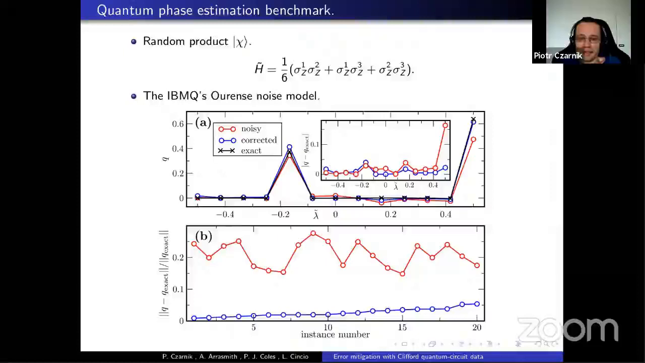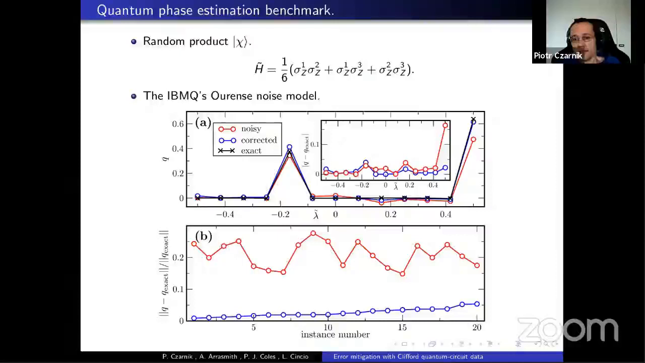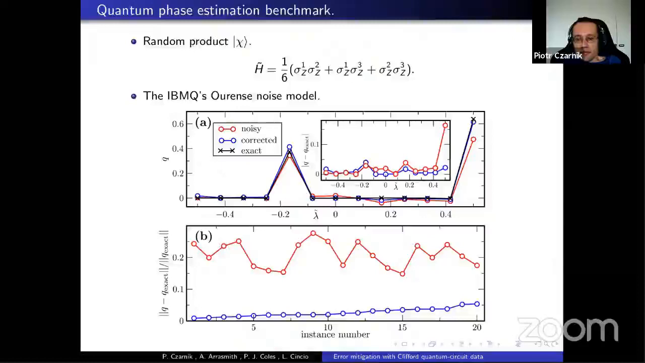That's actually a case which was the most difficult to correct with our method, but still you can see that the blue corrected curve is much closer to the black exact curve than the one obtained using the noisy expectation values. It turns out that when you look at the error of the decomposition, even in this most challenging case, among 20 random instances, we obtain a factor of three improvement.